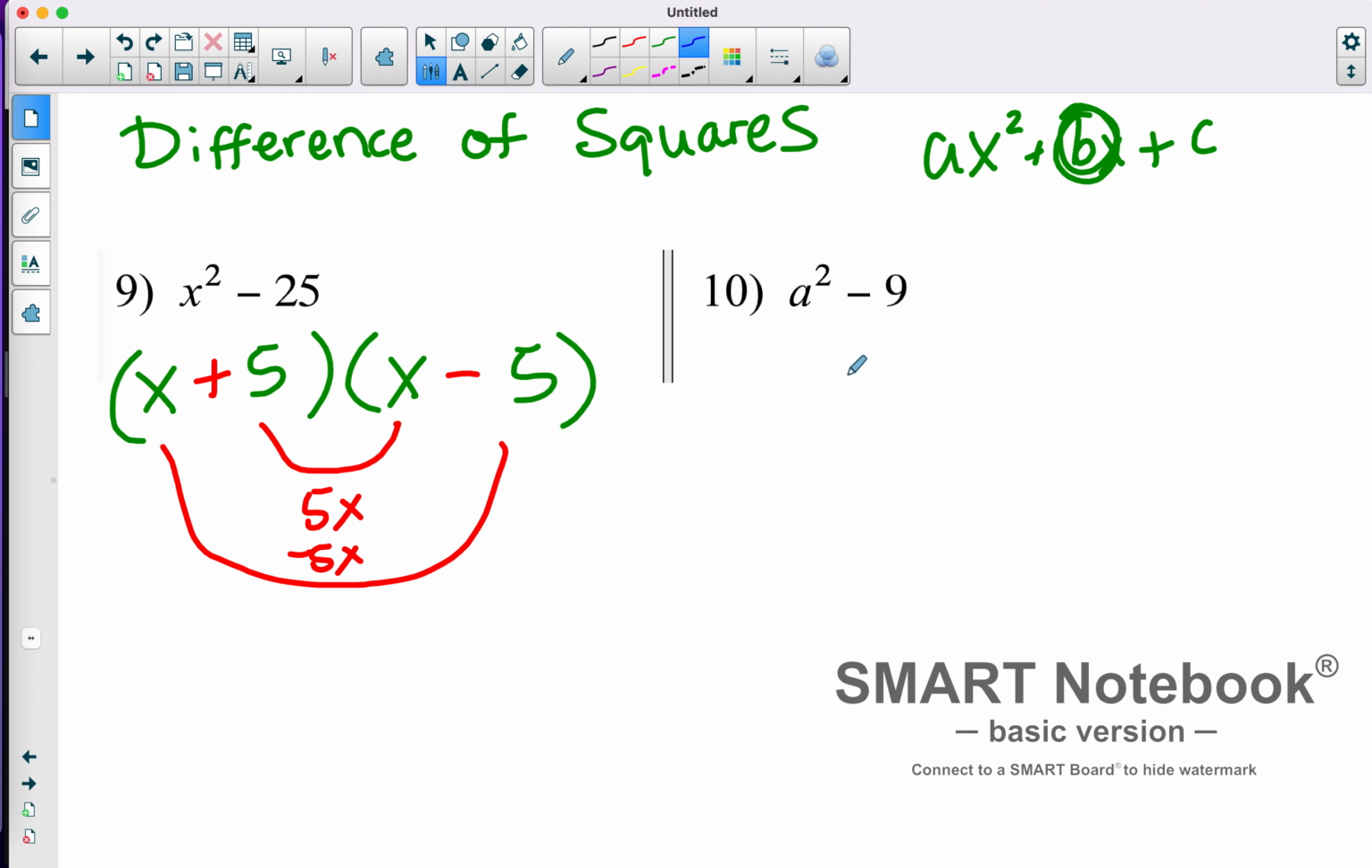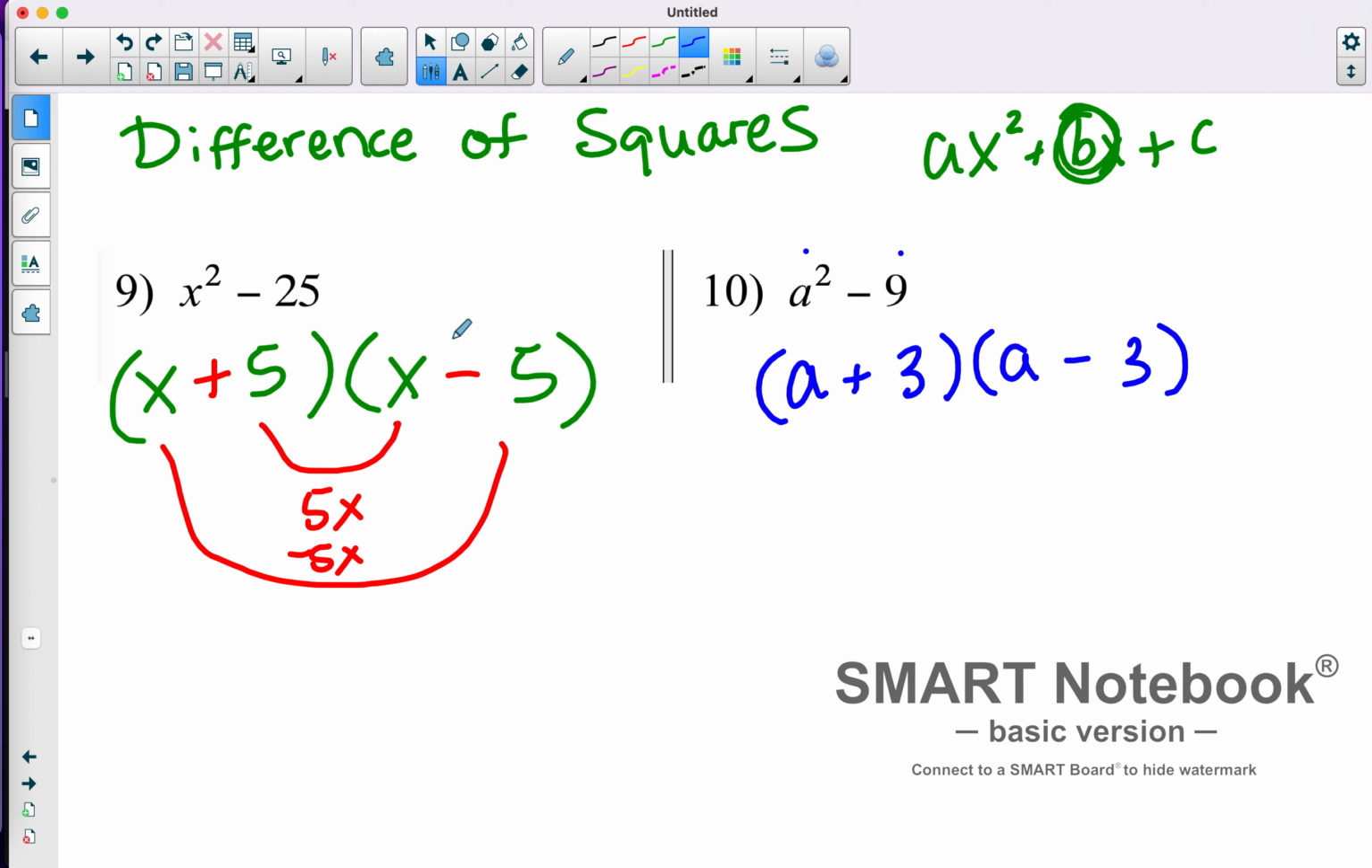And then a squared minus 9. This comes from a times a to give me a squared. 9 is 3 times 3. But again, I need a 0x, so I need a positive 3 and a negative 3. This is called the difference of two squares because each part of that quadratic is a square. So a squared and 9 is a perfect square. It's 3 squared. And we're doing difference. If that had been plus, it would not have factored.